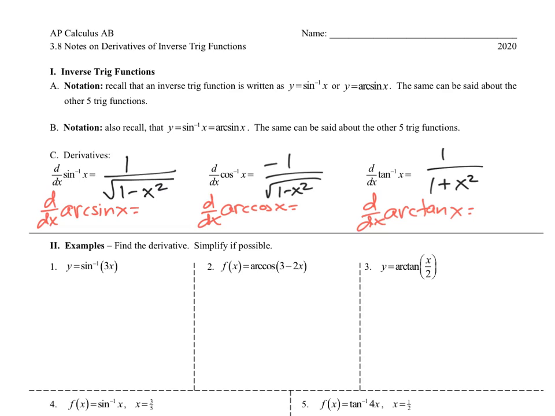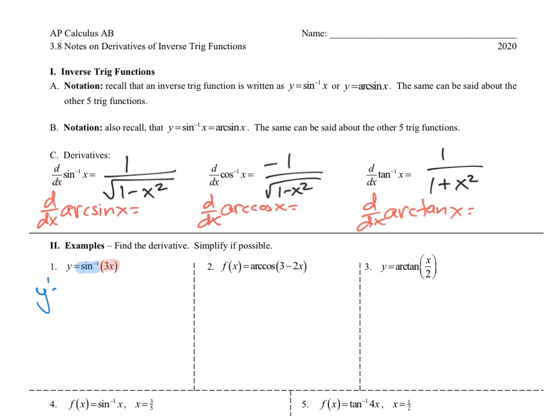Classroom. So the first example that I'm going to do is number 1. It says find the derivative and simplify if possible. I have y equals inverse sine of 3x. And the first thing I ask myself is, how many functions do I see? And I actually see two functions. I see inverse sine of x, and I see the 3x inside of that. Because I see two functions, I must take two derivatives, and I must do that in the right order.